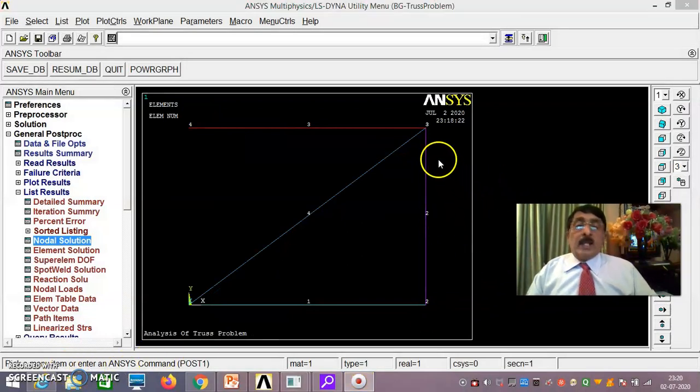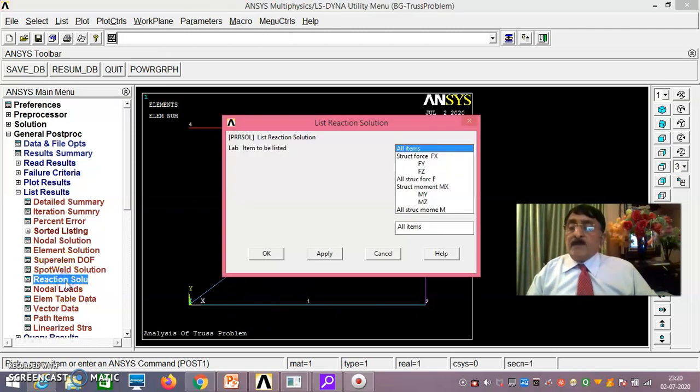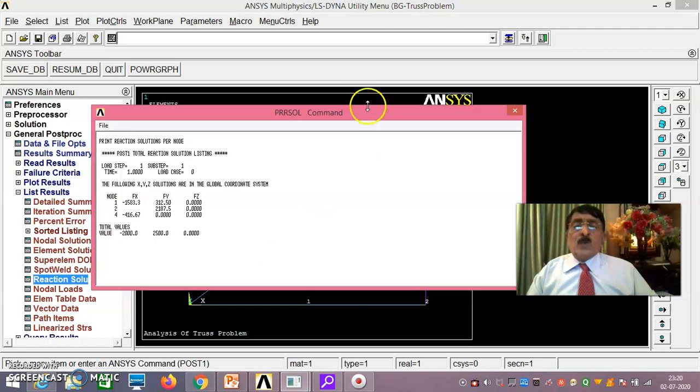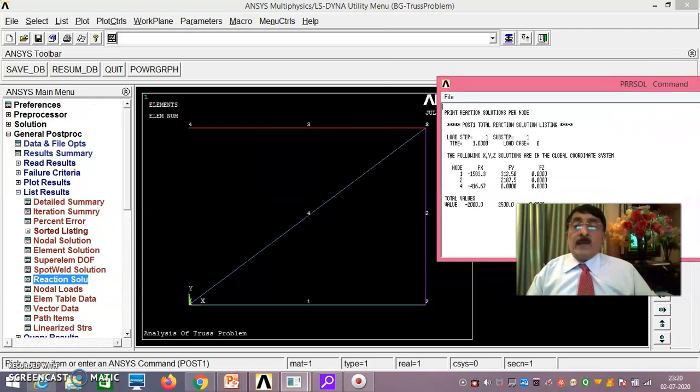Now the displacement is over. Now you see here, reaction solution. One of the very important things, reaction solution. This you have to argue a little bit. The reaction, as you know, you won't get at all nodes. You can get the reaction at 1, 2 and 4 only. Because only at the supports you will get the reactions. It is supported at 4, it is supported at 1 and it is supported at 2. That is why at 1, 2 and 4 only you get the reactions.